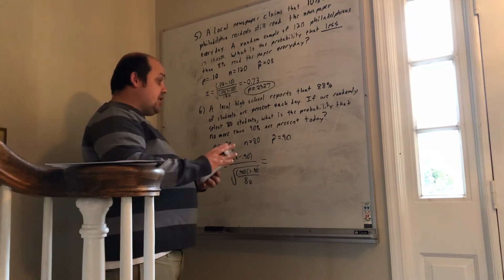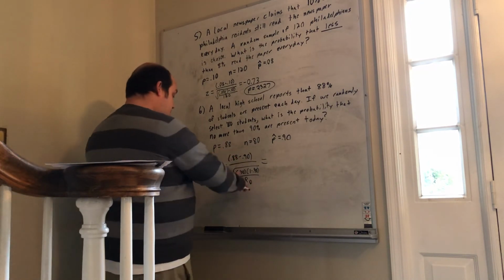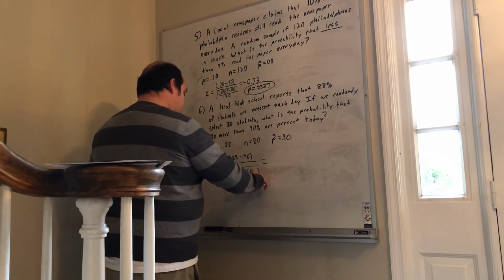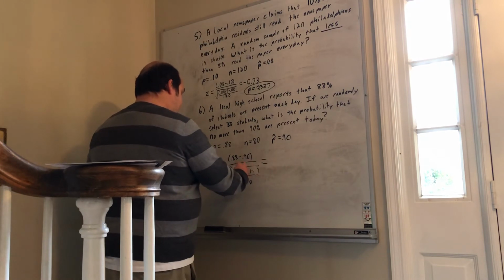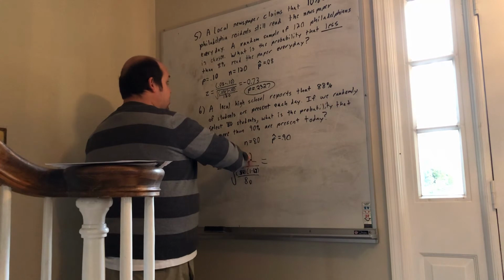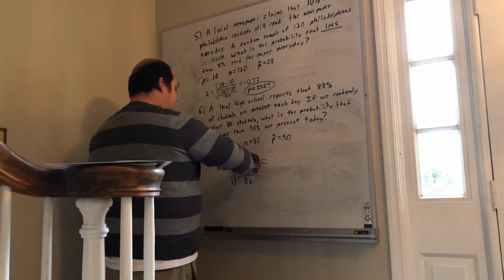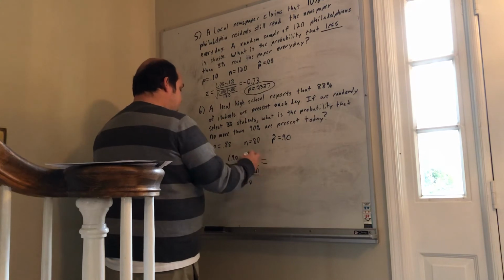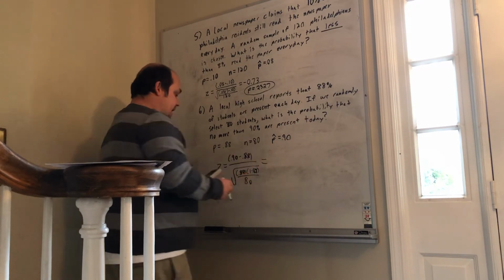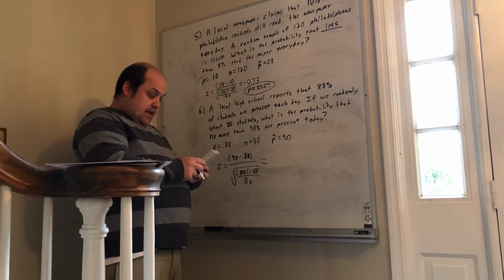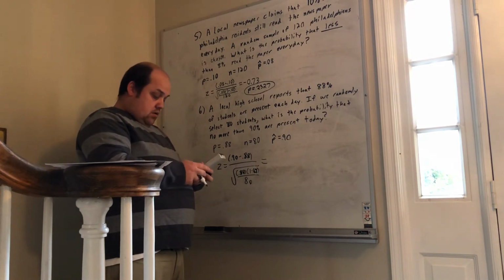Oh, I apologize. I actually made a mistake here. In the bottom, I should be using the population proportion, which is 0.88. In the top, I should have these two switched. It should be my p-hat, 0.90, minus my p, 0.88. Apologies. Let me just correct that in my calculator real quick.